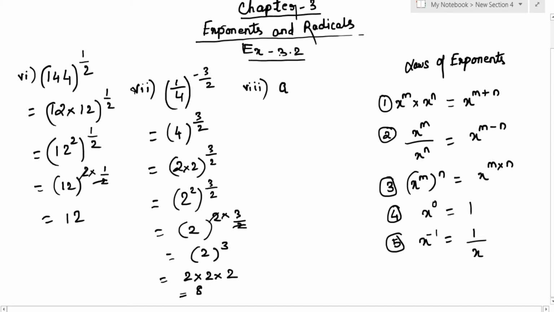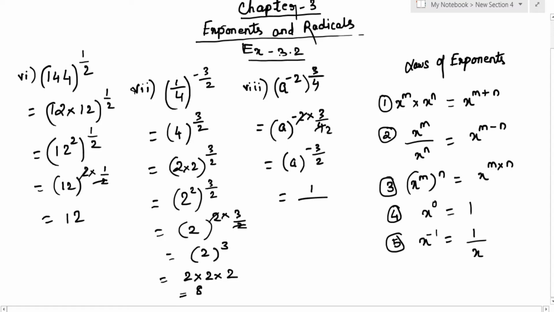We are having a to the power minus 2 whole to the power 3 by 4. Now again we are having power to the power. First we will multiply the power, that is minus 2 into 3 by 4. You know that 2 ones are 2, 2 twos are 4. So we are getting a to the power minus 3 by 2 at last. Now you are having negative power, you can convert it into positive by taking its reciprocal, that is 1 by a to the power 3 by 2.